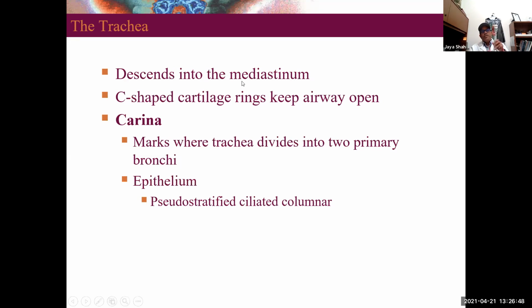So the trachea now descends into your mediastinum. The mediastinum is the space between the two lungs. C-shaped cartilage rings keep the airway open. So this is C-shaped cartilage. You see here? See? C-shaped cartilage.